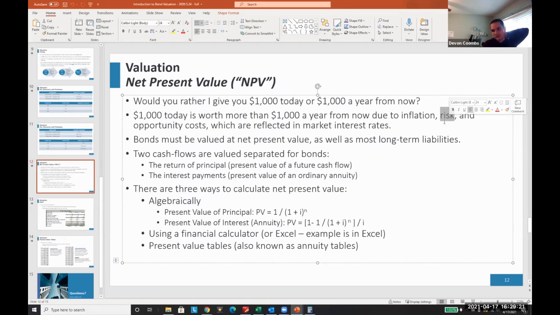And there's opportunity costs. With that $1,000, you can do a lot of things, right? You can invest it for a bigger return. You could also improve your life with it somehow, right? So you can go get educated. All of these are reflected in market interest rates.